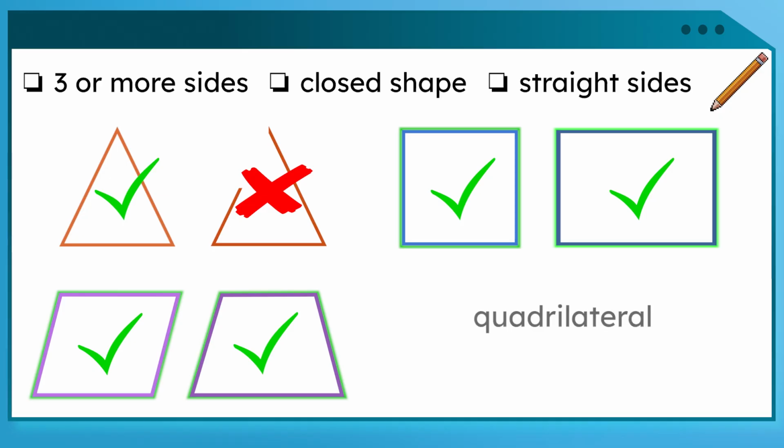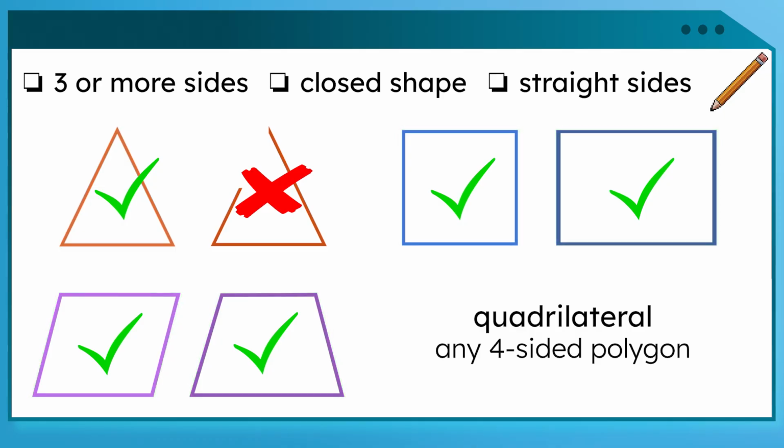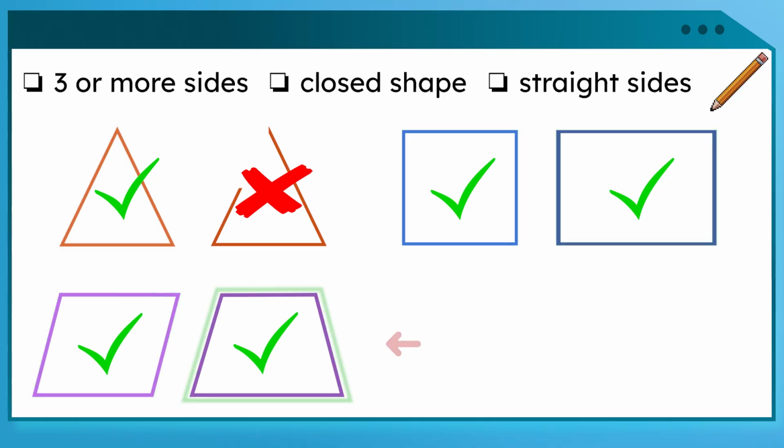The shapes belong to a category called quadrilaterals. The quad in quadrilateral means 4. So any 4-sided polygon is a quadrilateral. We know 3 of these quadrilaterals, but what is this one? There are 4 sides, just like the other quadrilaterals. It kind of looks like a rectangle, but the top corners have been squeezed in closer together. This quadrilateral is called a trapezoid.